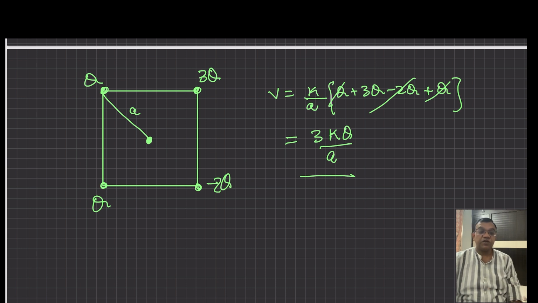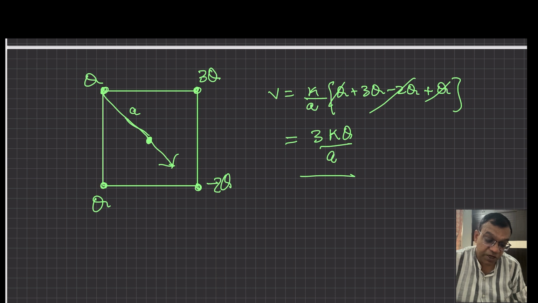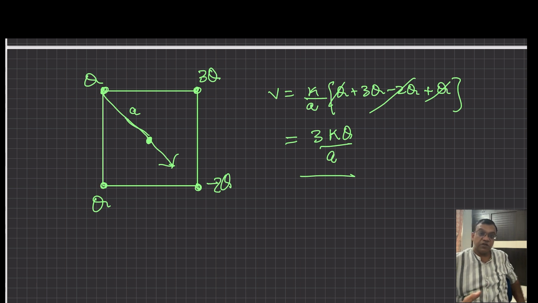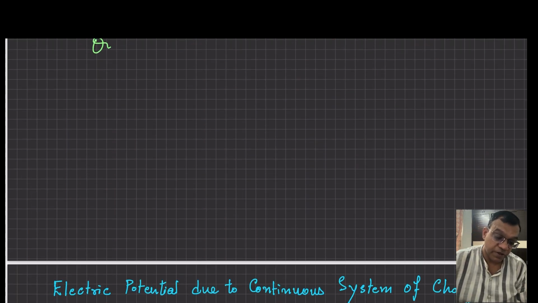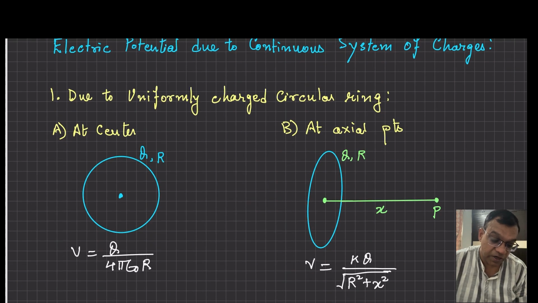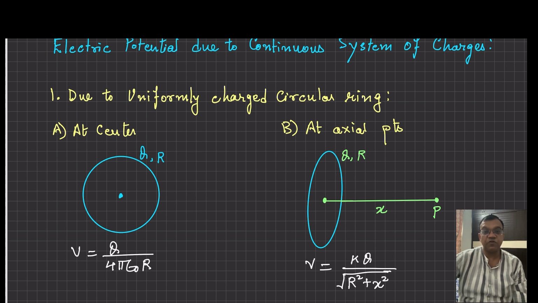So electric potential due to a point charge system is very easy to determine as compared to the electric field. In the electric field, you have to take care of the direction. Remember this point: electric field is a vector quantity, potential is a scalar quantity. Here no need of direction, while in the electric field direction plays a very important role.